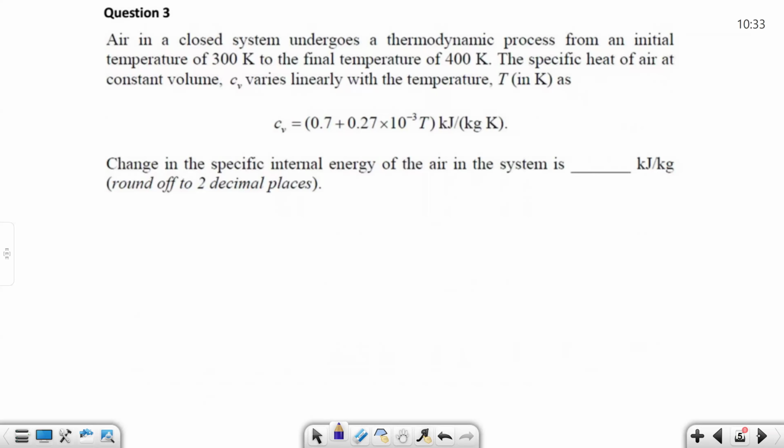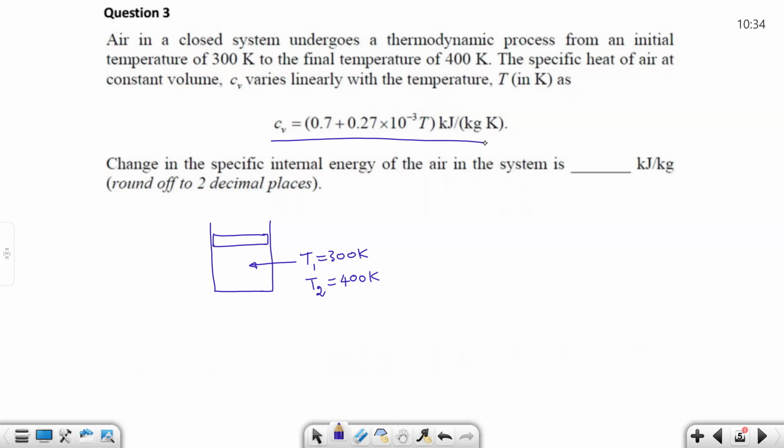Air in a closed system undergoes a thermodynamic process from an initial temperature of 300 to a final temperature. Air in a closed system means it may be a piston cylinder device. Here the temperature is initially 300 Kelvin and goes to a final temperature of 400 Kelvin. The specific heat of air, Cv, varies with respect to temperature and is given in kilojoule per kilogram Kelvin.